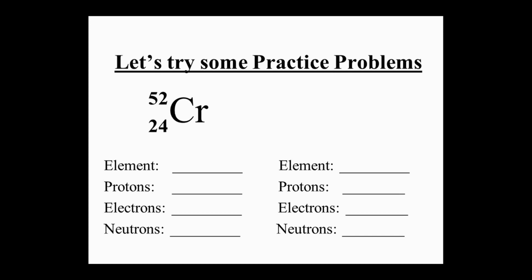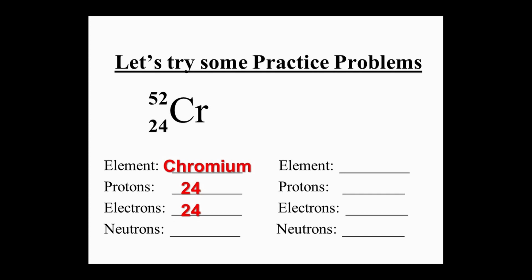What element is this? It's chromium. So this is the isotope for chromium. How many protons does this chromium have? 24. How many electrons? 24.